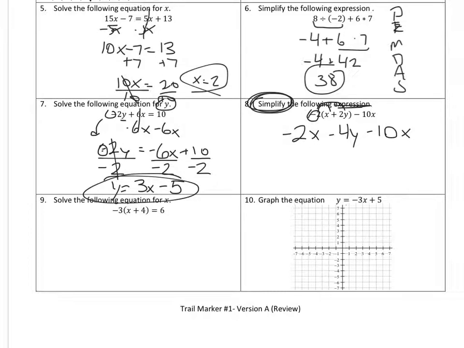Then I'm just going to rewrite negative 10x. Now I have to combine like terms. Well, negative 2x and negative 10x are like terms. So negative 2 minus 10 gives me negative 12x. And then I just rewrite that negative 4y.